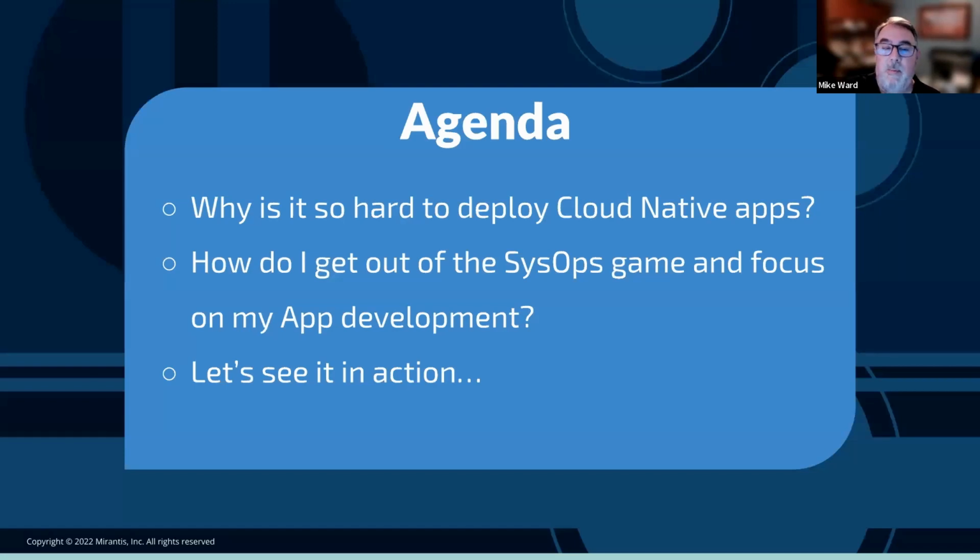So today we're going to talk about a couple of things. First, we're going to focus on the question of why is it so hard to deploy cloud native applications? We'll talk about that from the perspective of a little bit of the infrastructure aspect, but we're going to really focus this around the perspective of the application developer. Then we're going to talk about, as an application developer, how do you get out of the SysOps game? How do you get out of managing and running the infrastructure that you're being asked to do, and really let you focus on the application development and delivering differentiating value to your business.